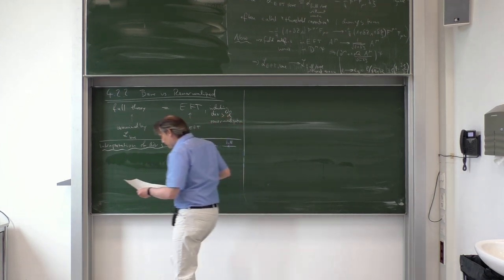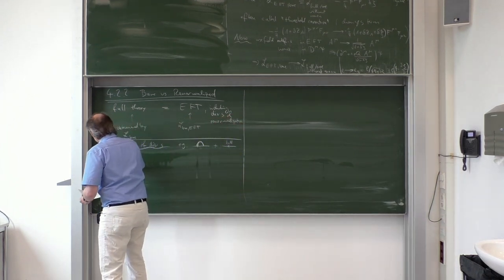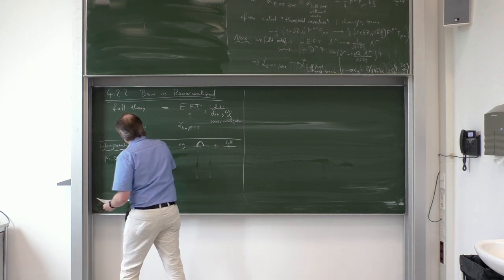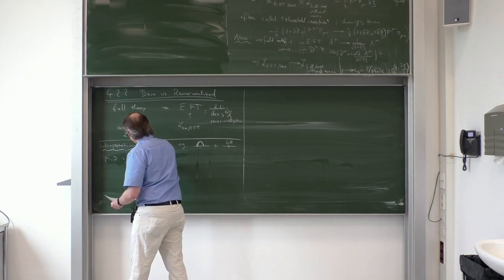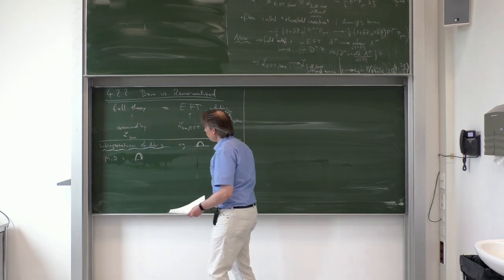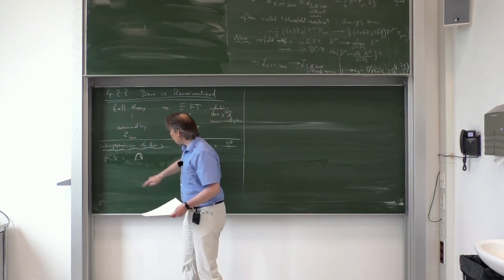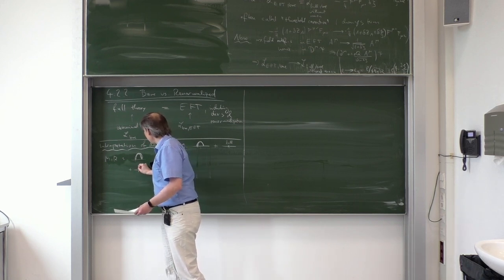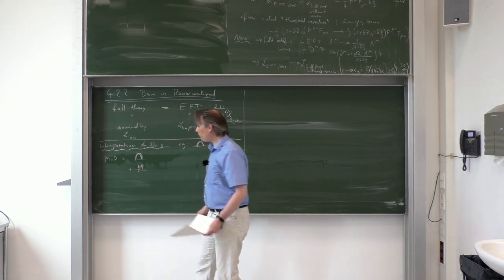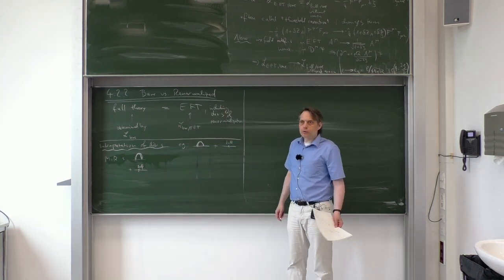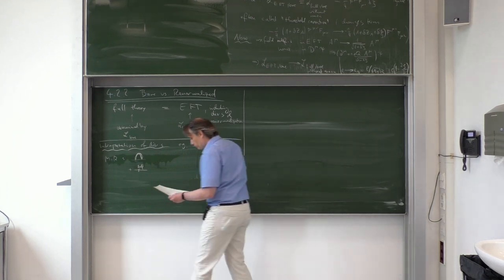Okay. Now let us apply the method of regions. Then we start with the full theory diagram. And we didn't do that before, but let me now simply also put onto the left-hand side of the equation the full theory counterterm, which is of course also a Feynman diagram, even though a very simple Feynman diagram.